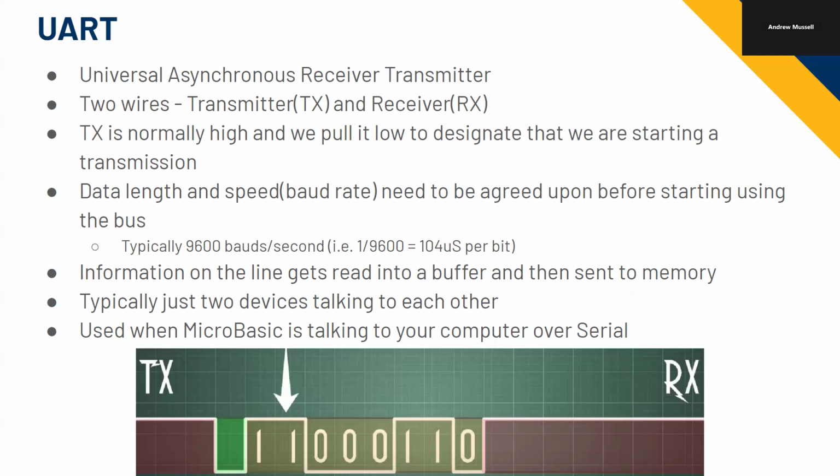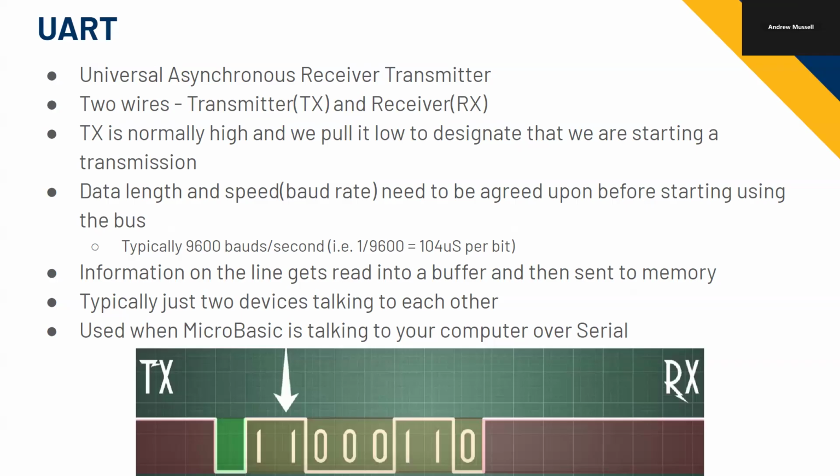Information on the line gets read into a buffer and then gets sent to the memory of the chip. So that's more on the CS side, like your memory management. You're getting in a byte at a time, and then you send it into memory. Typically, it'll just be two devices. It's just a transmit and a receive, so it'll just be two things talking to each other, and you directly connect transmit to receive.